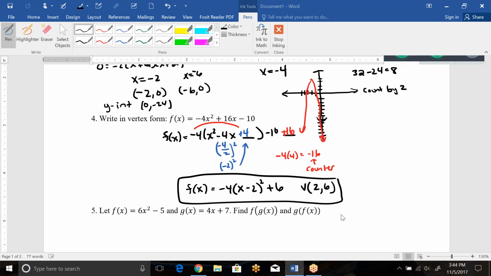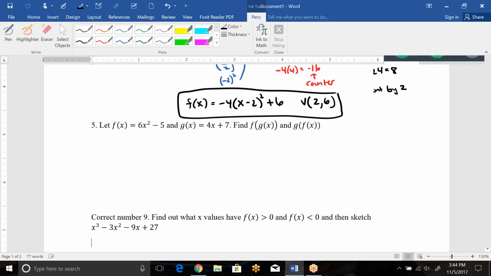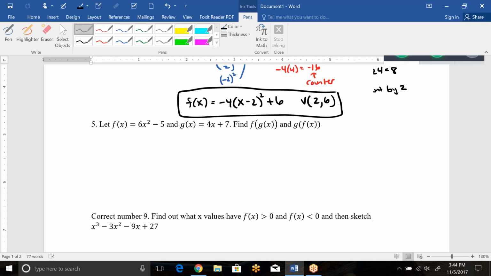For the next one, there was a 6 as a multiple on the x squared on the first function. That was an update to the original. So we need to do f of g and g of f here again. So f of x is my red function, g of x is my blue function. So f of g of x would be, in this case, 6 blank squared minus 5. And in the blank, we put the 4x plus 7.